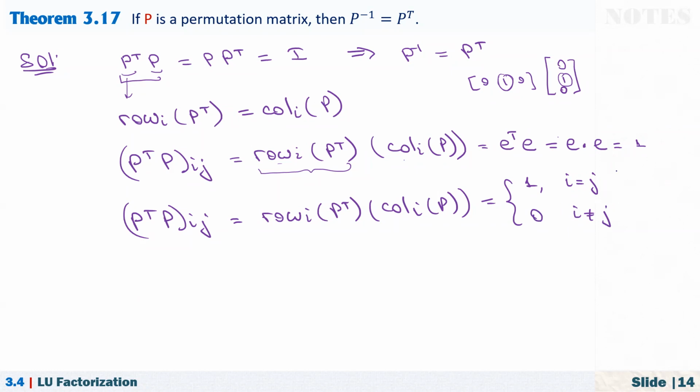Let's see, ij means that these are in the main diagonal: 1,1, 2,2, 3,3, 4,4, 5,5. Everywhere else, it is 0. So that means that thing is equal to I, which means that the inverse of this permutation matrix is just the transpose of that matrix.